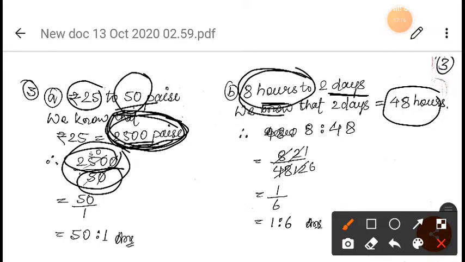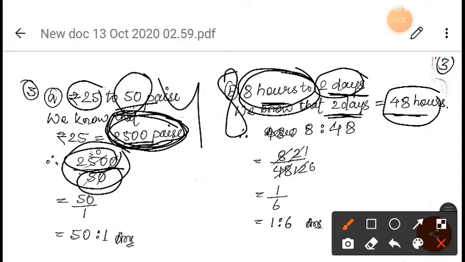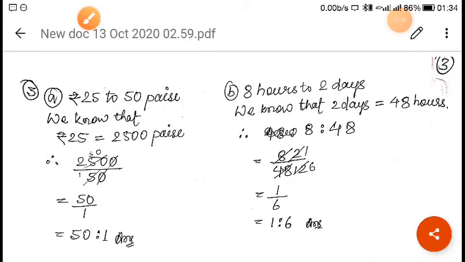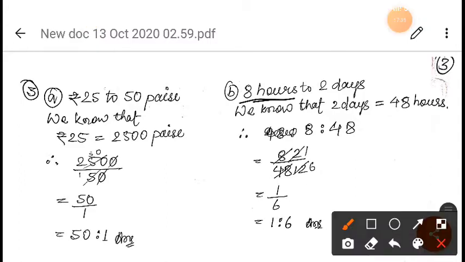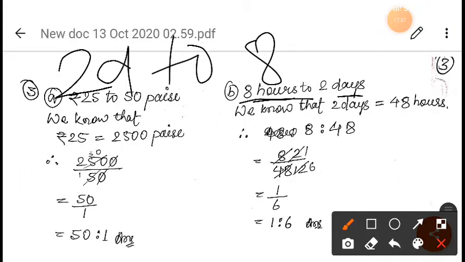Here also you see 8 hours is given before, and after that 2 days is given, right? So when you have converted 2 days into 48 hours, it is not like you will write 48 by 8. It is not like this, because here they have asked the ratio between 8 hours and 2 days, not 2 days and 8 hours. If they had written 2 days to 8 hours, at that time you would write 48 by 8.